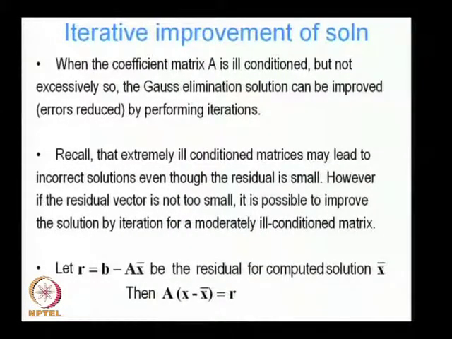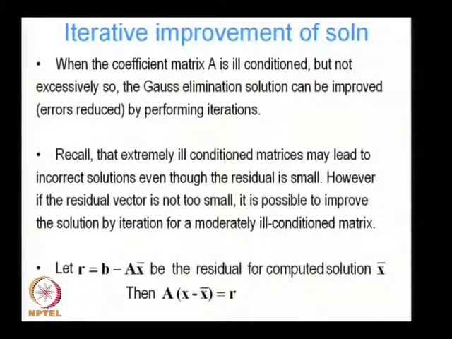When the coefficient matrix is ill-conditioned, but not excessively ill-conditioned, the Gauss elimination solution can be improved by performing iterations. What do we mean improved? Basically, we can improve the accuracy of the Gauss elimination solution by performing relatively cheap iterations on the solution. Let us recall that if the matrix is extremely ill conditioned, then we may get incorrect solutions even though we have a very small residual. Otherwise, if we reduce the residual, we improve the accuracy of the solution.